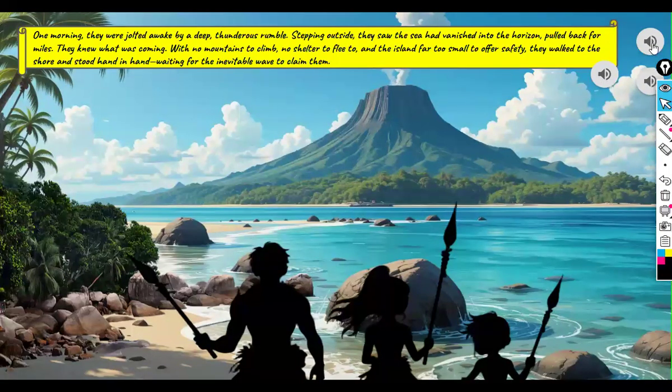One morning, they were jolted awake by a deep, thunderous rumble. Stepping outside, they saw the sea had vanished into the horizon, pulled back for miles. They knew what was coming. With no mountains to climb, no shelter to flee to, and the island far too small to offer safety, they walked to the shore and stood hand in hand, waiting for the inevitable wave to claim them.